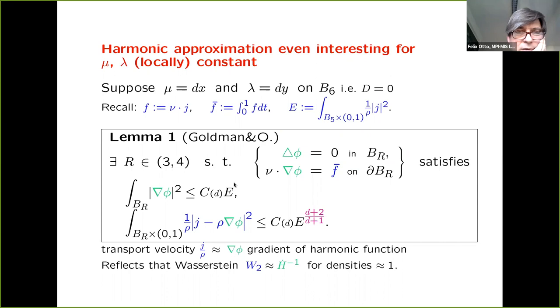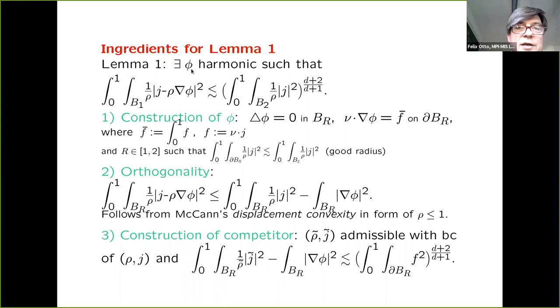Now this is, I think, even simpler, hopefully simpler to absorb. So here again is the statement: there exists a harmonic function phi, so that this energetic difference between the Eulerian velocity and a harmonic gradient is estimated by a power larger than one of the energy. So I already told you how to construct the phi by solving the Neumann problem, and then we need something, and that's not surprising.